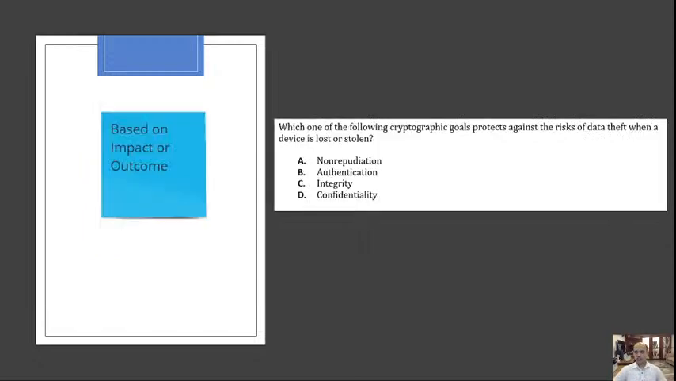Moving to the next question, which is based on an outcome or impact. When we are talking about outcome or impact, let's take this particular question. Which one of the following cryptographic goals protects against the risk of data theft when a device is lost or stolen? Whenever a device is lost or stolen, what exactly will happen? If the data is in plain text form, anyone can get it, right? So what exactly are we losing? We are losing the confidentiality of that data.